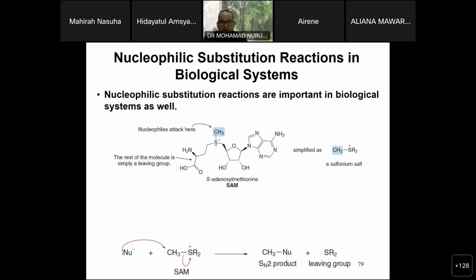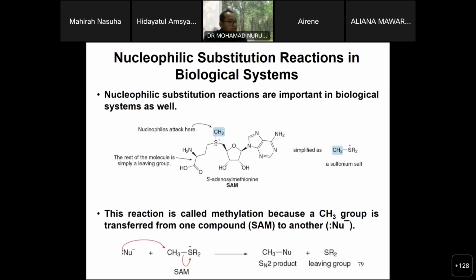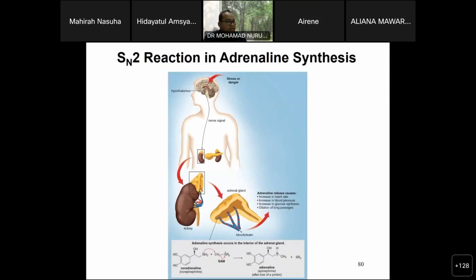For those from the biology school, you will learn about this one, because nucleophilic substitution reactions occur in biological systems. As we know, this is S-adenosyl methionine. It gives an example in our body. This reaction is called methylation, because the CH3 group is transferred from this compound to another nucleophile, and it will give another product.